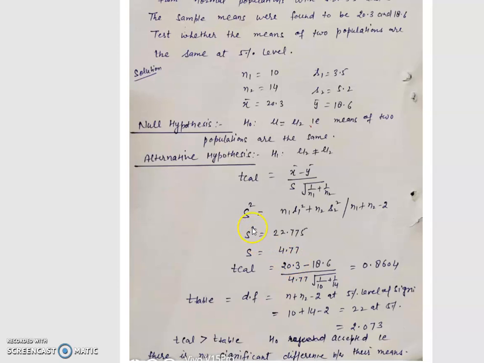Now this calculated value is 0.8604, and the table value at this degree of freedom is 2.073, meaning T calculated is less than T table value, H0 accepted. That is, there is no significant difference between their means.